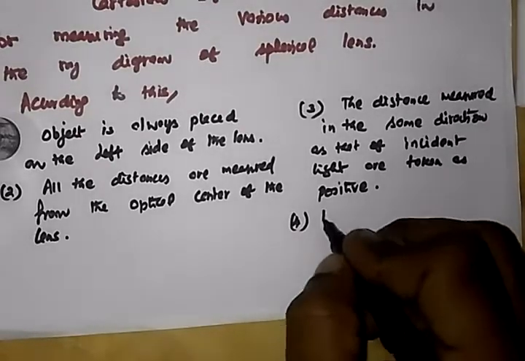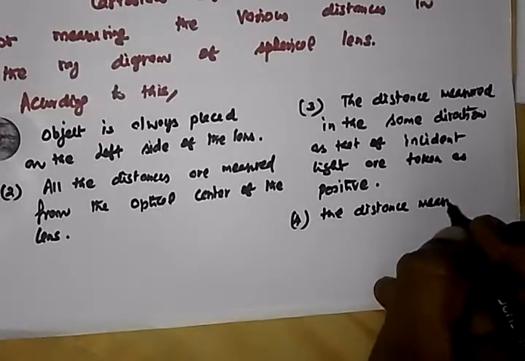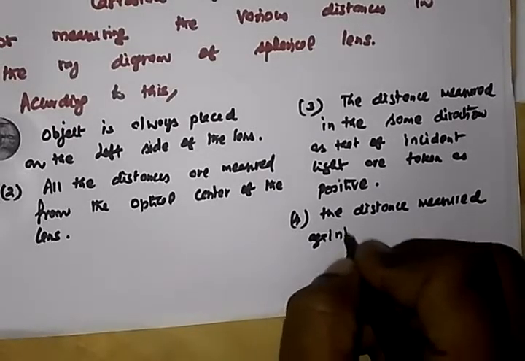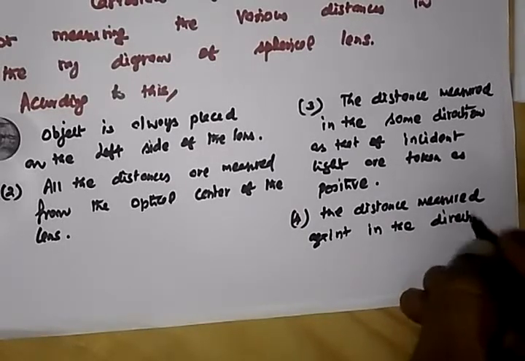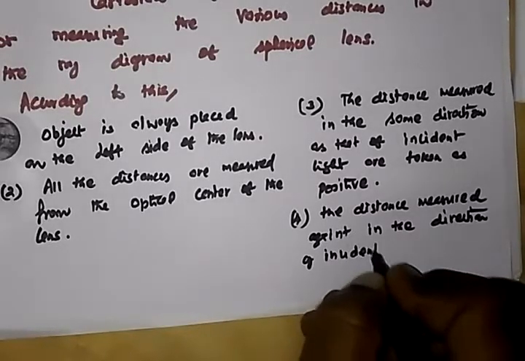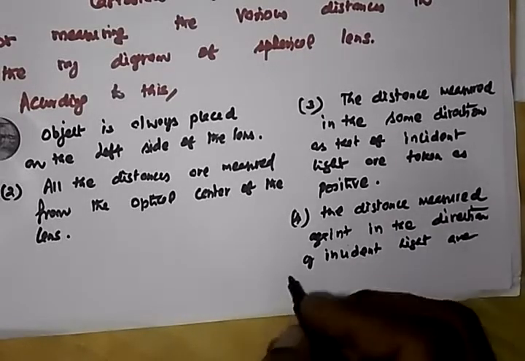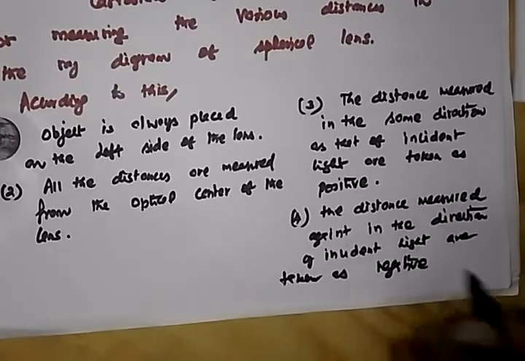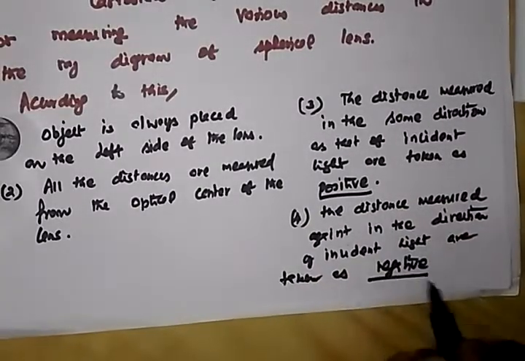If it is against the direction of the incident light, we take it as negative. So the distance measured against the direction of incident light is taken as negative. So for the incident light, the same direction is positive, and the opposite direction is negative.